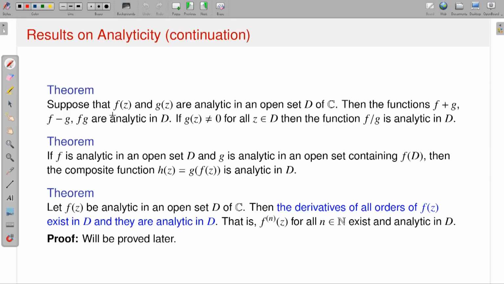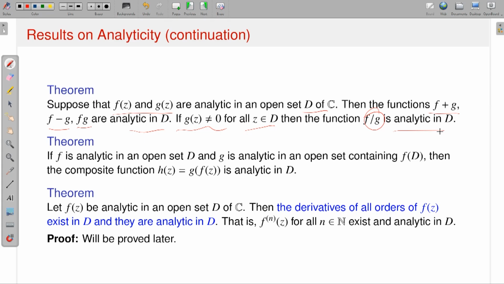These results you know in the case of differentiability, but in the case of analyticity, similar properties are also true. In other words, if I have two functions f and g which are analytic in an open set D subset of C, then the functions f plus g, f minus g, and f times g are all analytic. If g is non-zero in the open set D, that means for z belonging to D, g of z is non-zero, then f divided by g makes sense, and I can also say that this is analytic. So these are the algebra of analytic functions.